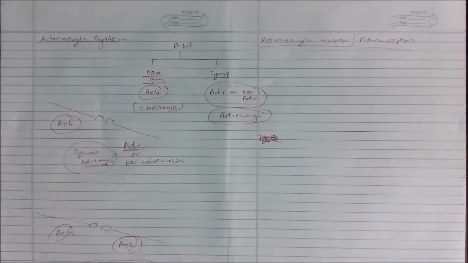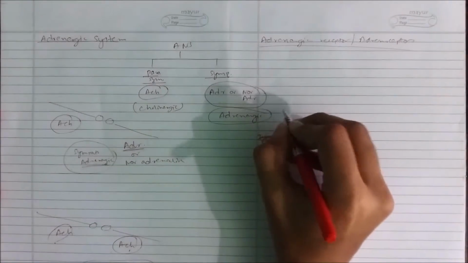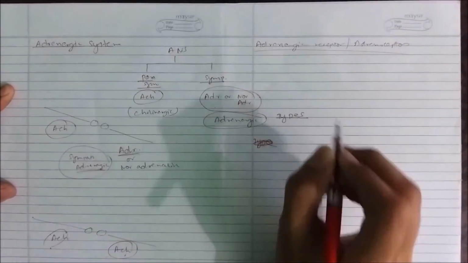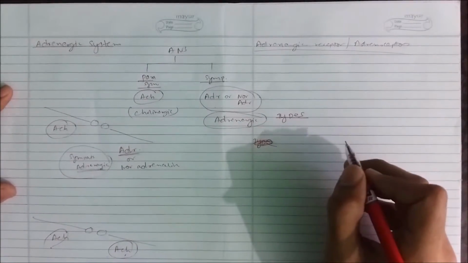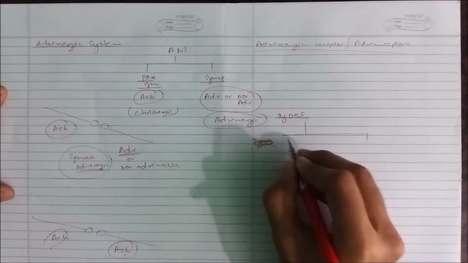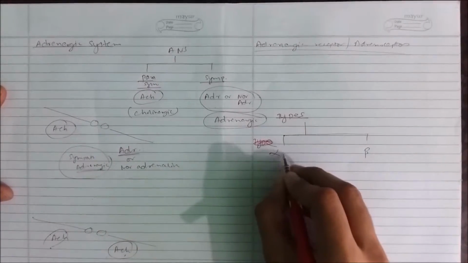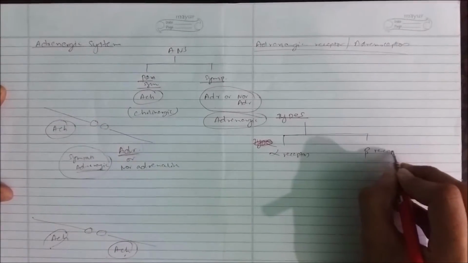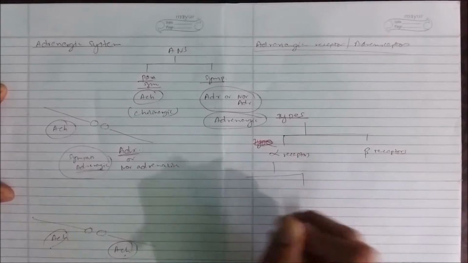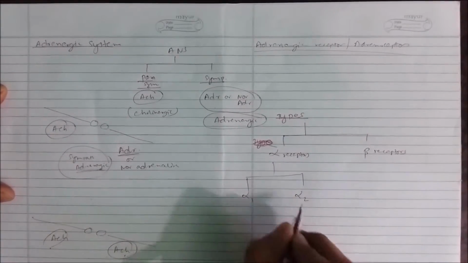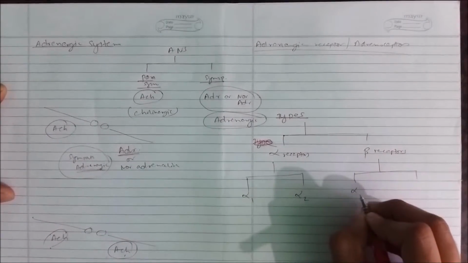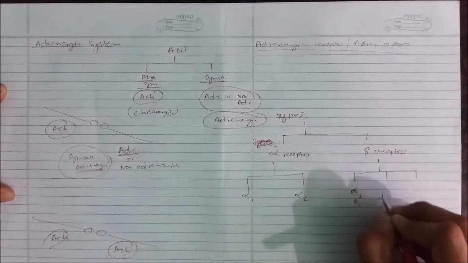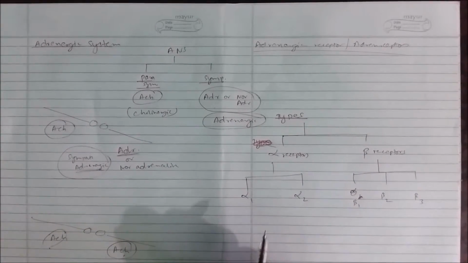Now we're going to talk about the types of adrenoceptors. Basically there are two types of adrenoceptors, alpha receptors and beta receptors. In alpha there are two types, alpha 1 and alpha 2, and in beta there are three types, beta 1, beta 2 and beta 3. Now we are going to talk a little bit of detail about alpha 1, alpha 2, beta 1, beta 2 and beta 3. So let me turn the page here.